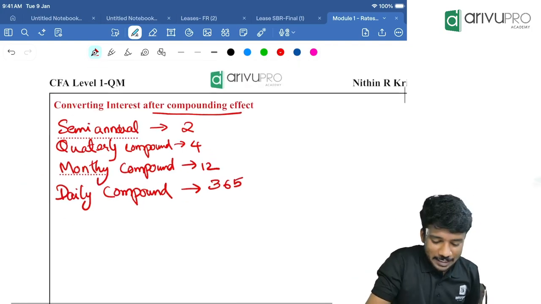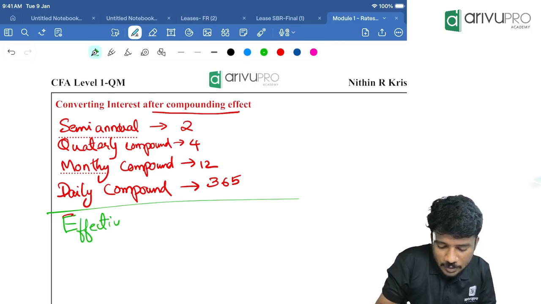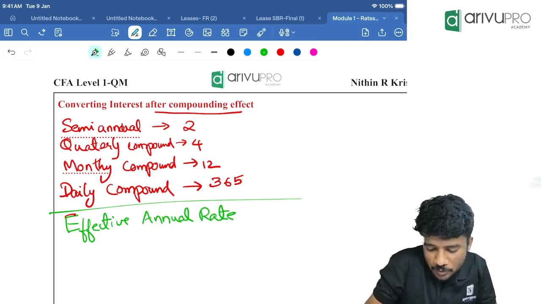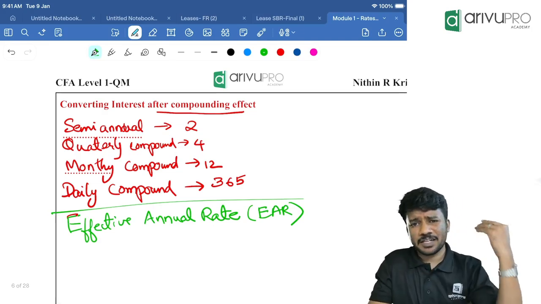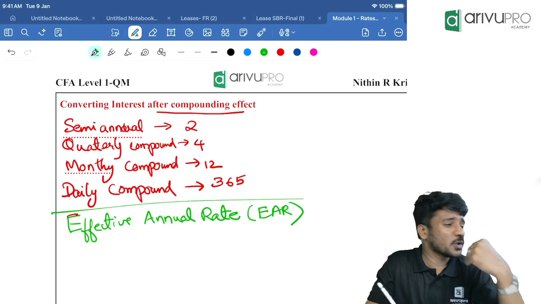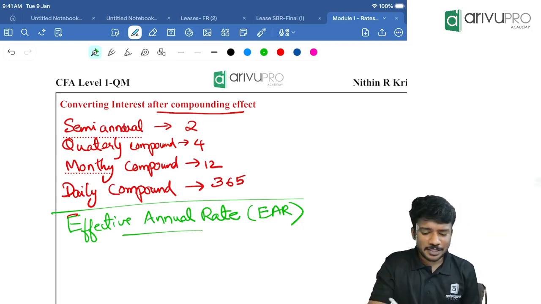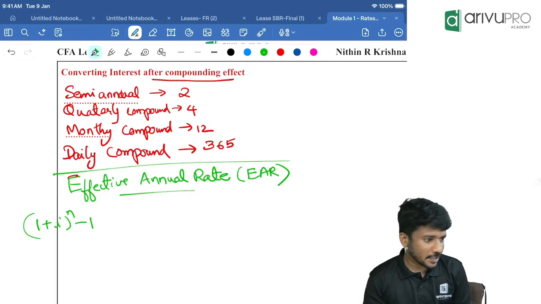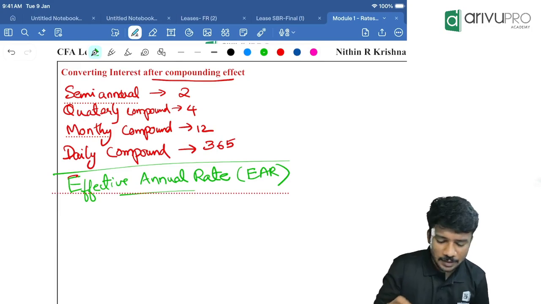I'm going to find the effective rate of interest, or effective annual rate, that is the wording we are going to use. Annual rate or EAR. In a certain way we will call it effective rate of interest, but here we will call it EAR, effective annual rate. The formula is 1 plus i the whole power n, minus 1, but we don't need that. We will use our calculator alone to get the answer.